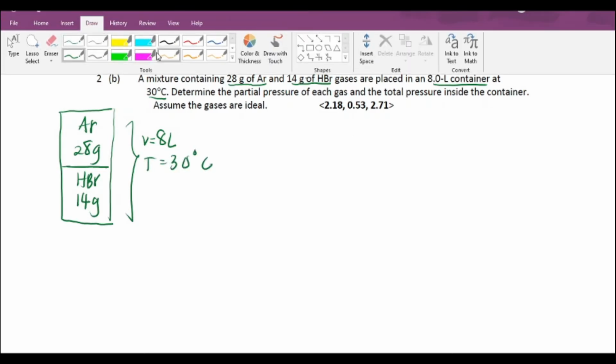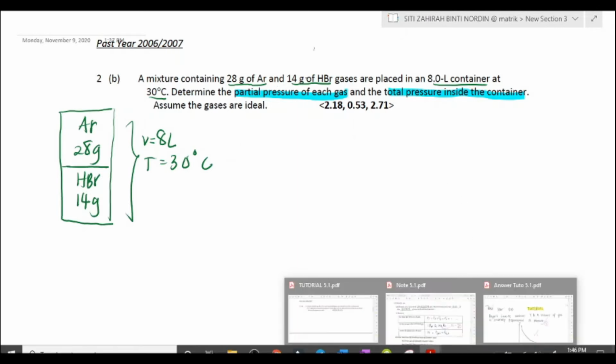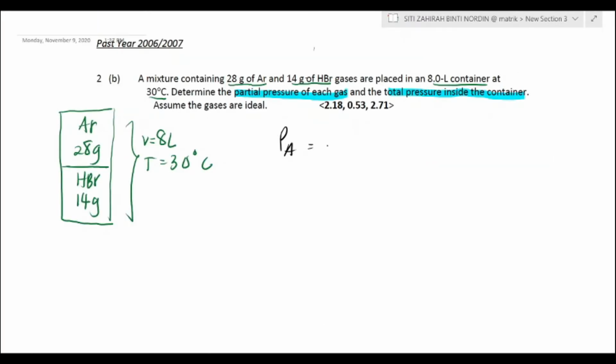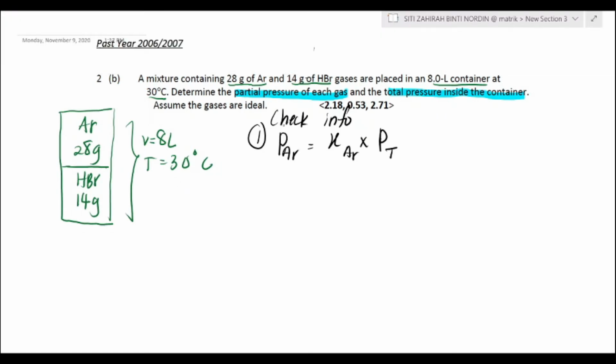The question asks to determine the partial pressure of each gas and the total pressure inside the container. This is a direct question. Partial pressure, so look back at your notes: PA equals XA times PT. First things first, check your info. Pressure A, we want to find it. For example, let's change this A to Ar. So partial pressure of Ar, do we have it?